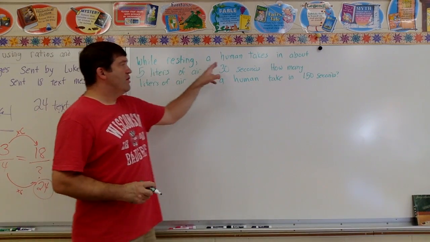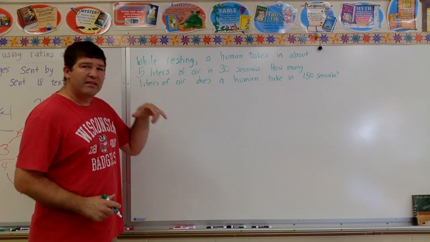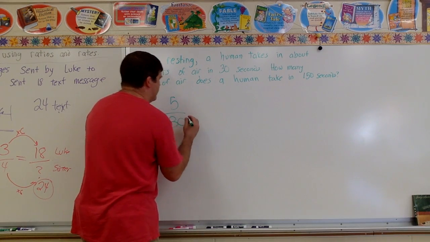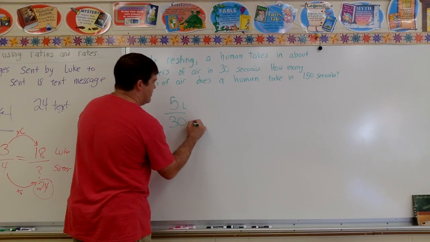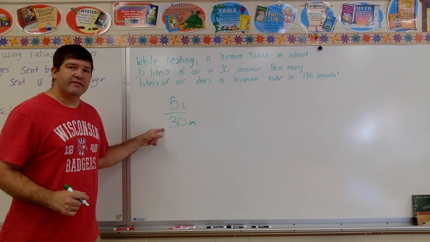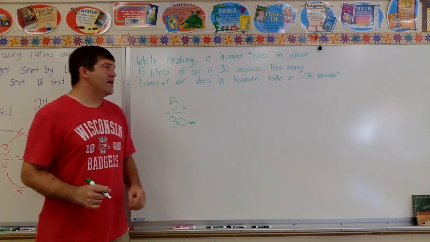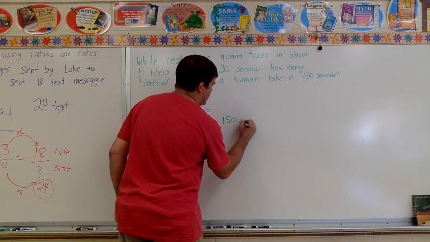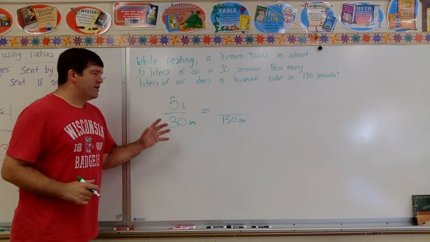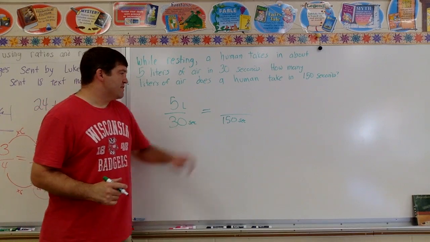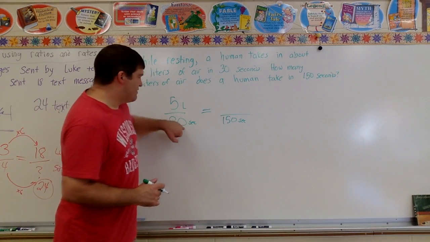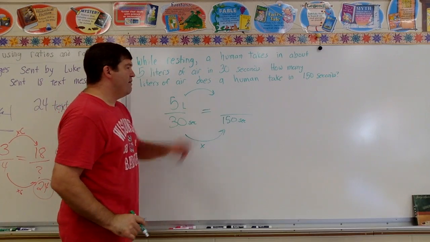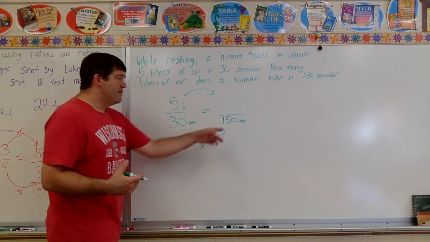While resting, a human takes in about 5 liters of air in 30 seconds. So 5 liters in 30 seconds. How many liters of air does a human take in 150 seconds? I know the seconds. I'm going to make these equal: 150 seconds. So my question is, how many liters in 150 seconds? Whatever it takes to get me from here to here, I'm just going to do the same thing up here, and I'll have how many liters of air a human takes in.